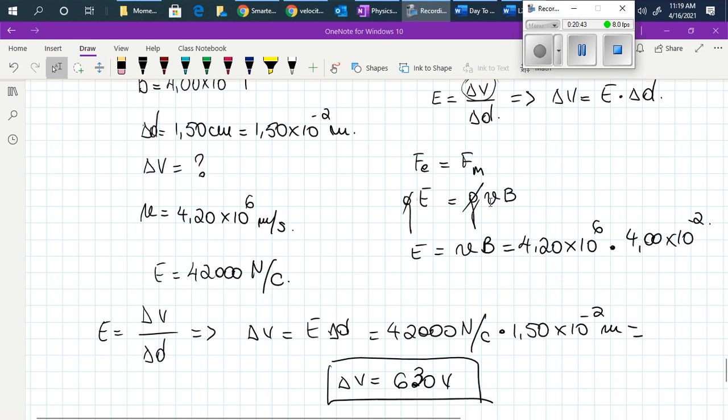Okay, this concludes the velocity selector part of the lesson, and we will deal with any questions or any problem or concern that you may have in class. I hope that you understood what we were doing.